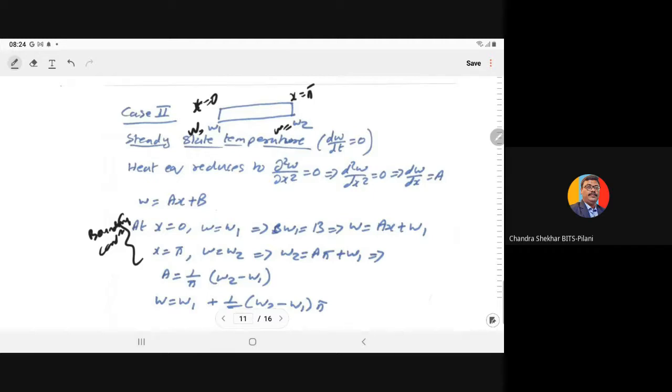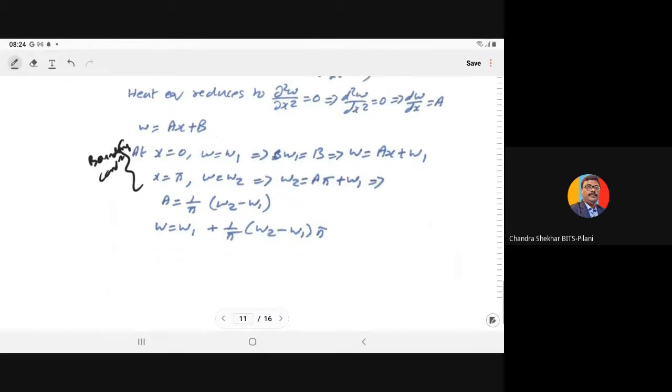So when we have different temperatures at the two ends, there is a flow of heat from higher temperature to lower temperature, and after some time it will become uniform, at a uniform temperature.